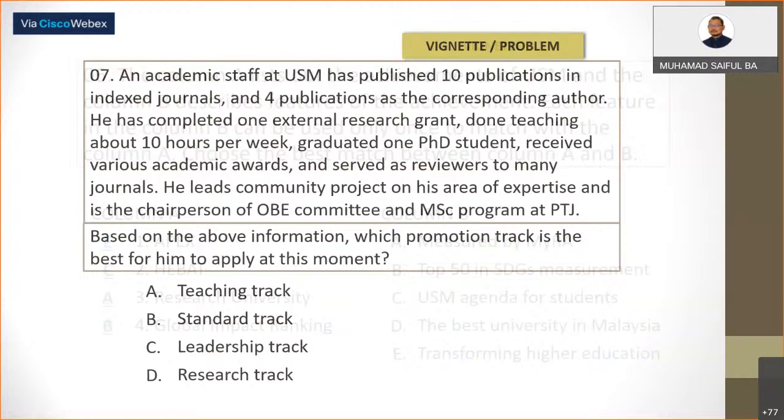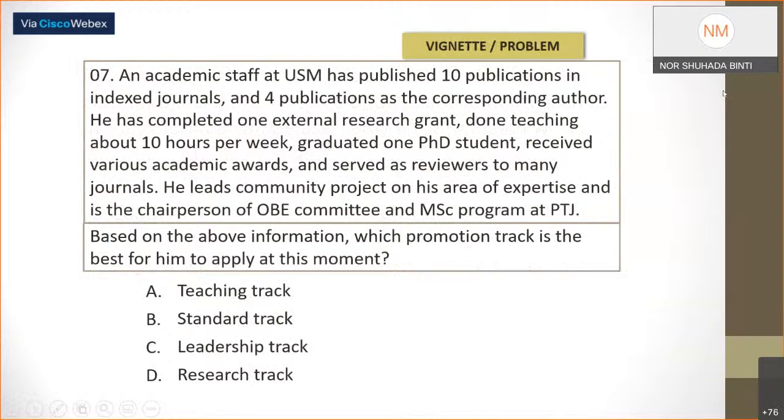Okay, item number 7. Group number 7, what are your findings? Group 7, where are you? Group 7, anyone? I'll try, Doctor. Okay, go ahead.